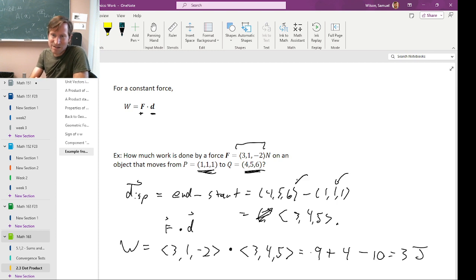These distances are in meters, so this displacement is in meters. All of these displacements are in meters. The force is in newtons, and so at the end we get a newton times a meter, which is a joule.